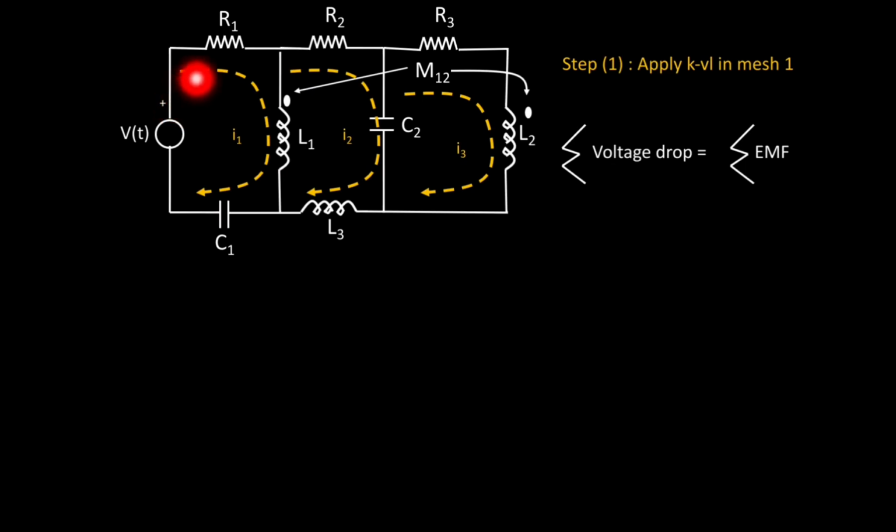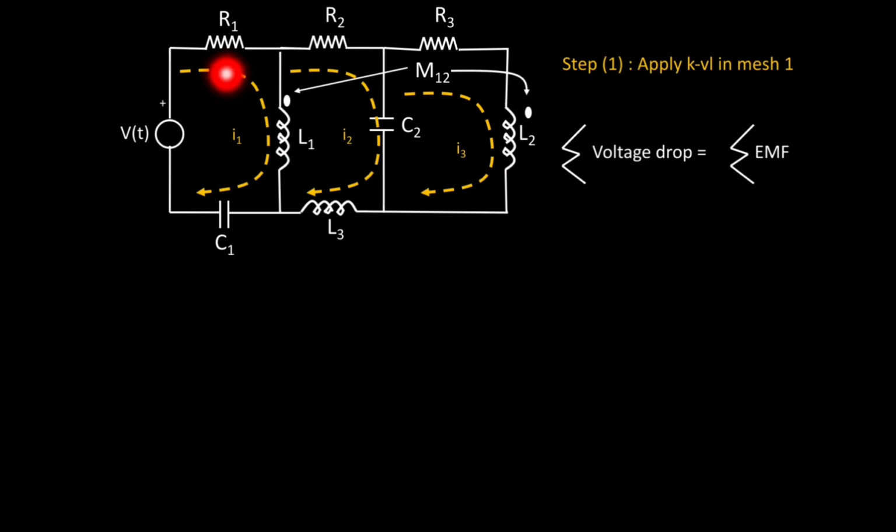Where will the voltage drop take place in mesh number 1? In mesh number 1 we are having R1, L1 and C1. So these three elements are connected in mesh number 1, and there will be 3 voltage drops. So let us write down the equation for these voltage drops. The voltage drop equation is given by I into ohm.